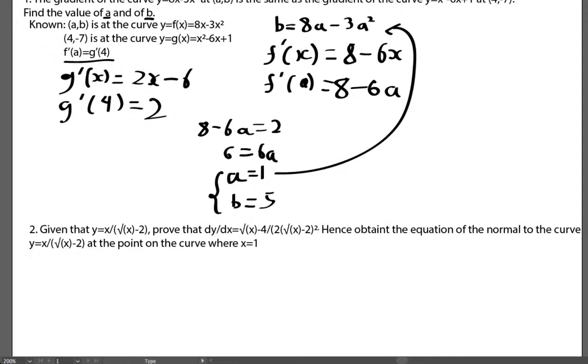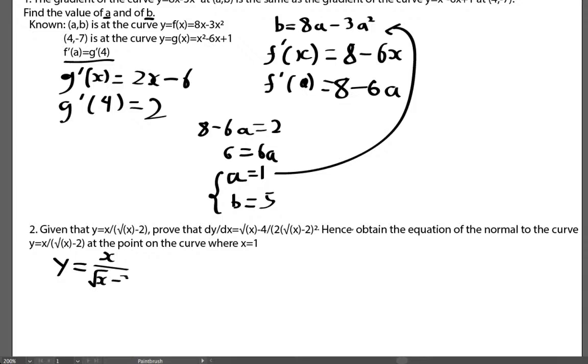So the first question is to prove that when you derive y equals something there, the result is square root of x minus 4 over 2 square root of x minus 2 squared. So the first thing that we will do is to prove this first. The first thing that you need to notice is that this here actually has two parts, the top part and the bottom part.